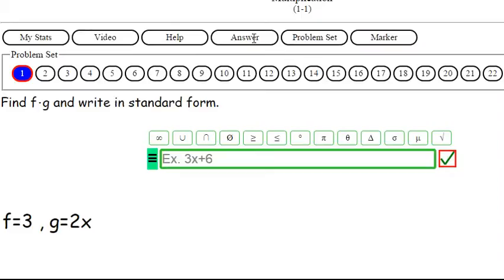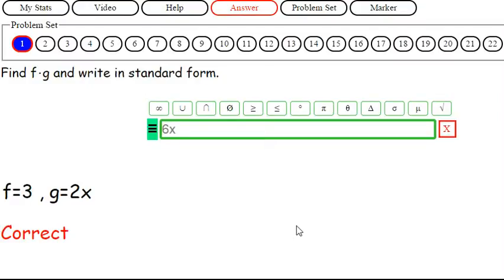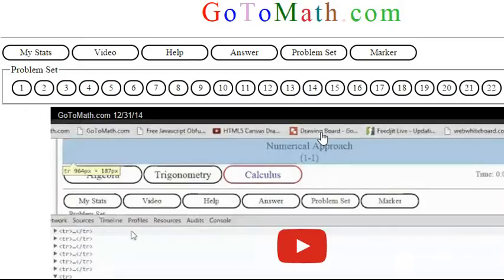Let's go back. Let's check everything. 6x. Whoa, that's capital X, wrong x. Okay, looks good. Alright, well, let's move on to something a little bit more difficult.